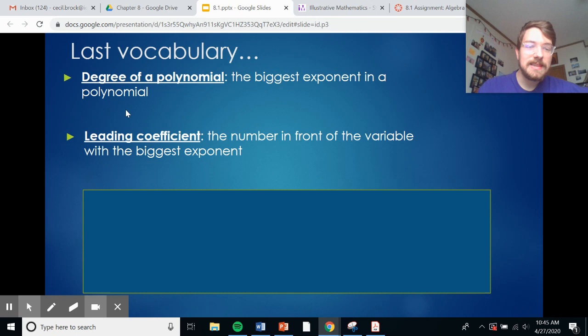Second thing is the leading coefficient. And that's just the number in front of the variable with the biggest exponent. So it's kind of like two birds, one stone. You're looking for that biggest exponent. Oh, there it is. And then the leading coefficient is just the number that's right in front of it. That's all I'm asking for.